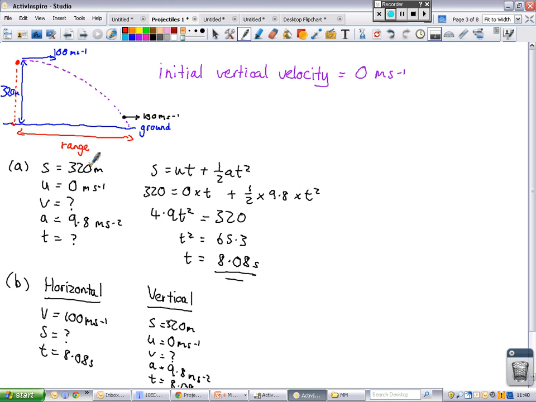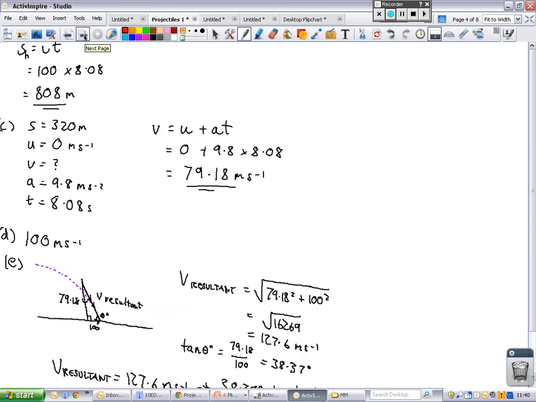Then we need to look at both horizontal and vertical motion. If it's travelling at a constant speed of 100 meters per second in the horizontal direction, and we already know how long it takes to hit the ground, it's going to take the same length of time to hit the ground if we're thinking about horizontal motion as if we're thinking about vertical motion. So it was easiest there just to use basically speed distance time, or displacement equals velocity times time, to calculate out what that range was.